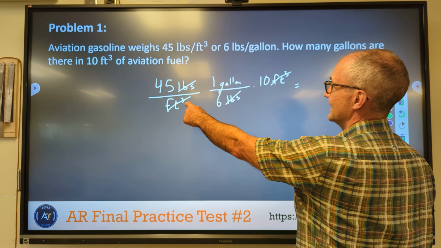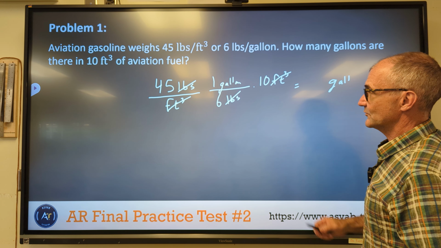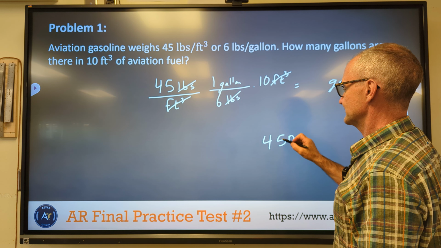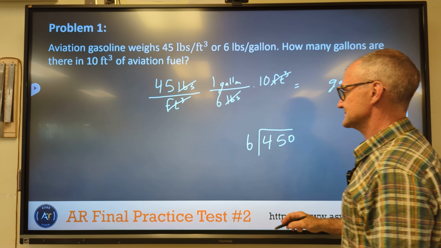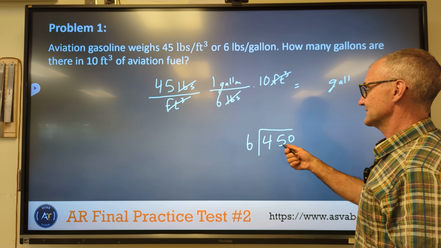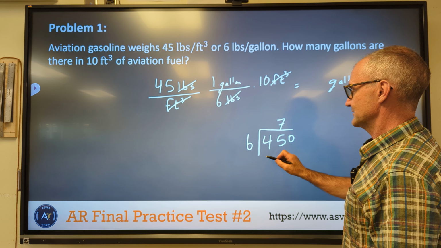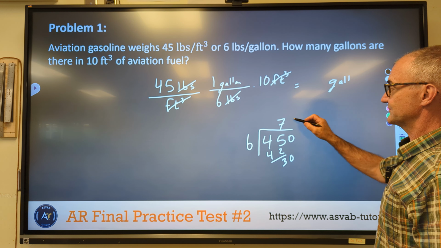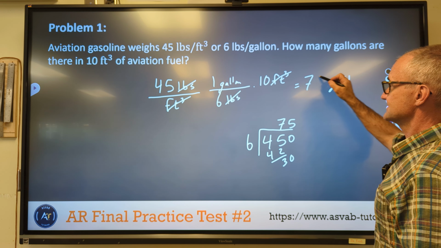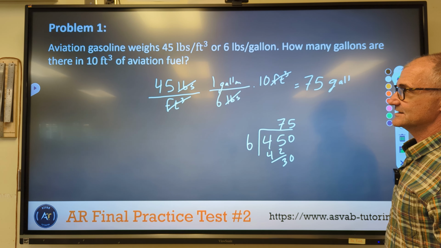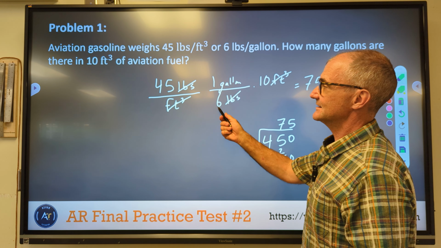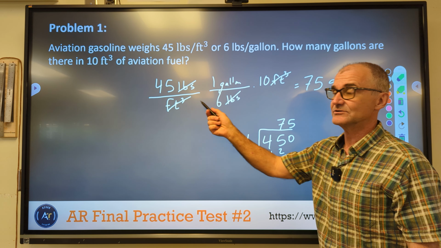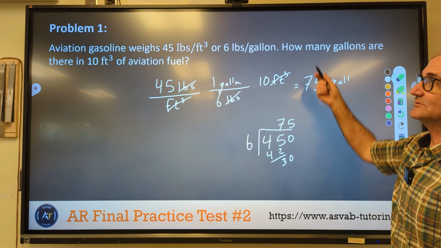So we do 45 times 10, 450, divided by 6. 6 goes into 45 7 times to give me 42. 6 goes into 30 5 times. So the correct answer is 75 gallons. The key to this problem is that you're able to set it up so that your units will cancel and give you the units that you want.